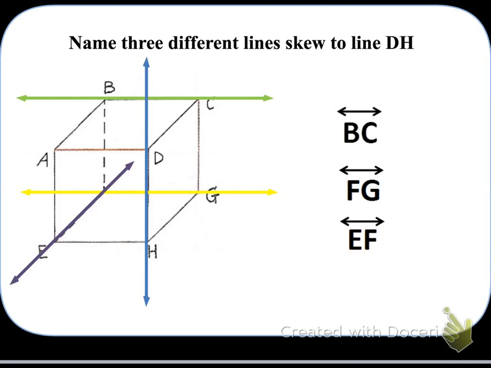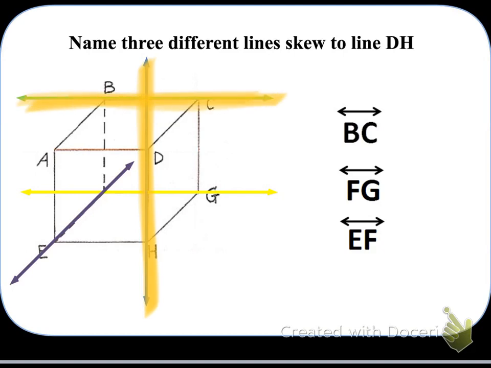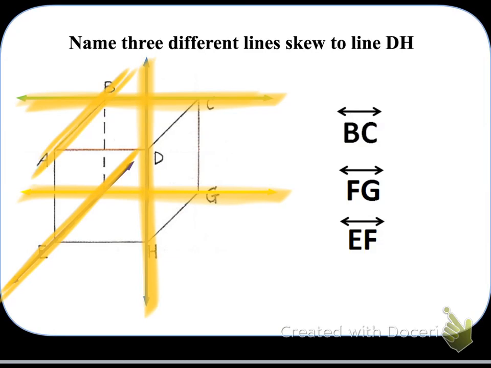Okay, skew lines to DH. So here's my DH, so they can't be parallel and can't run into it. Remember, this is a 3D surface, so this green one's actually sitting on the back side. It's not running into it because it's 3D, and it's not parallel. This yellow one also sits on the back side. Since it is 3D, it won't run into it, and then we got this one over here. Another option that we could have had was BA, because BA will also not be parallel and not run into it.